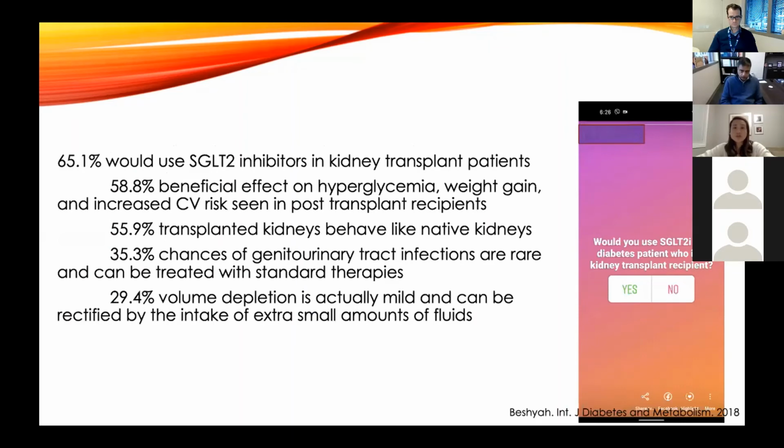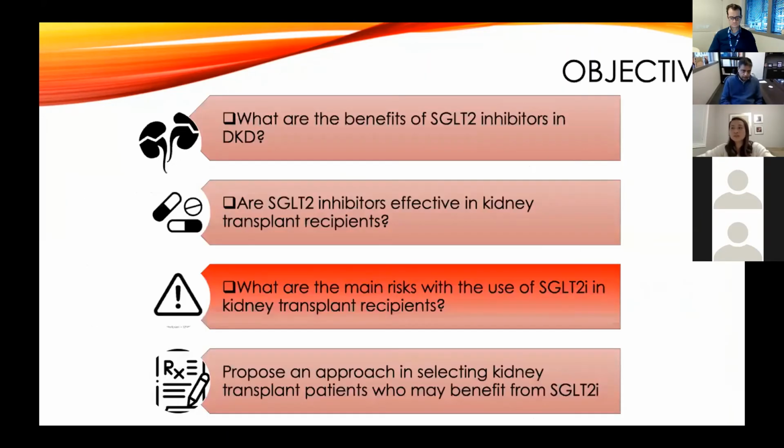The majority of them would use SGLT2 inhibitors in kidney transplant patients, and they mentioned the beneficial effect of SGLT2 inhibitors. And they also think that transplanted kidneys behave like native kidneys, and the chances of genitourinary infections are rare and can be treated with standard therapies. They also mentioned that volume depletion is actually mild and can be rectified by the intake of extra small amounts of fluids.